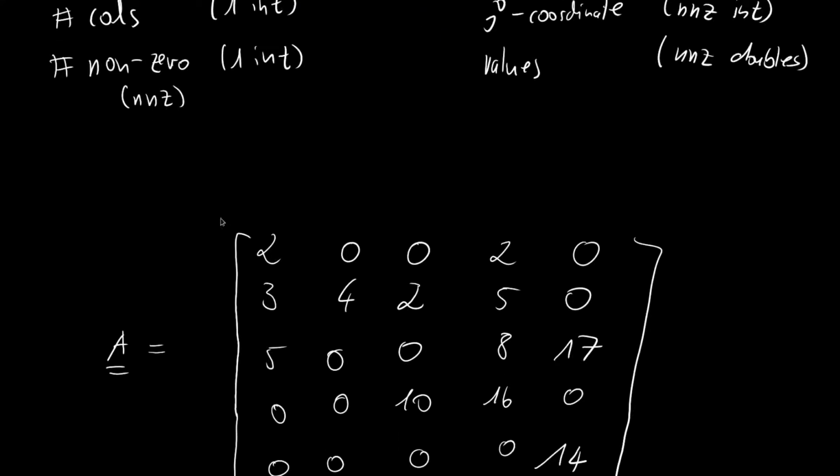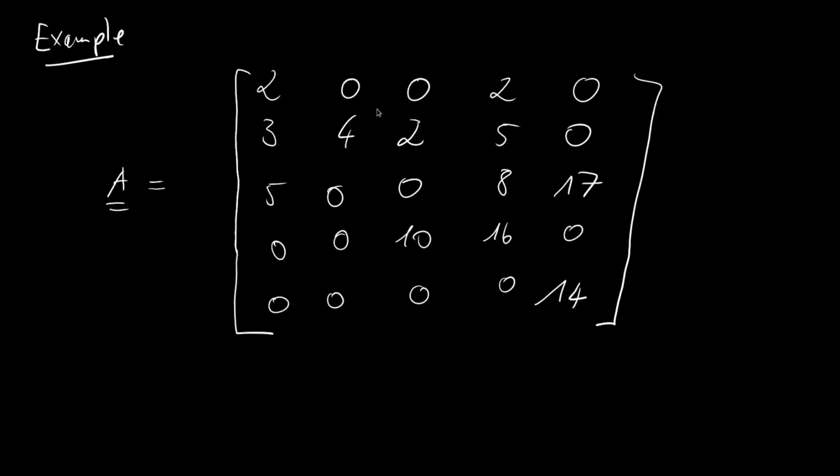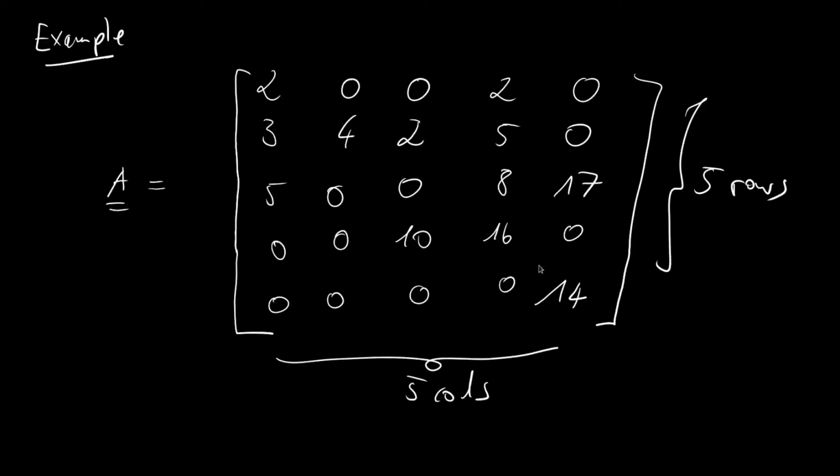Okay, let's look at an example. Here we have this matrix. First of all, let's address the global variables. We have 1, 2, 3, 4, 5 rows. And we have 1, 2, 3, 4, 5 columns. Let's count the number of non-zero entries. We have 1, 2, 3, 4, 5, 6, 7, 8, 9, 10, or 11, sorry, and 12. So we have 12 nnz. The number of non-zeros is 12.